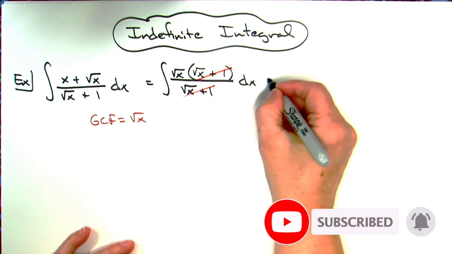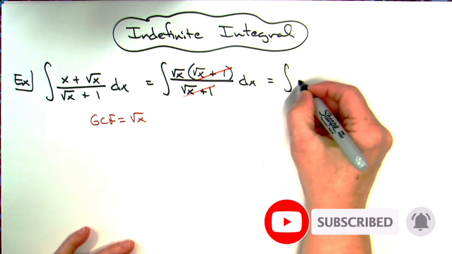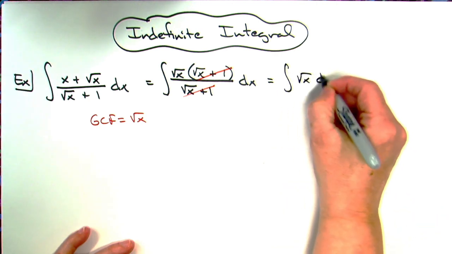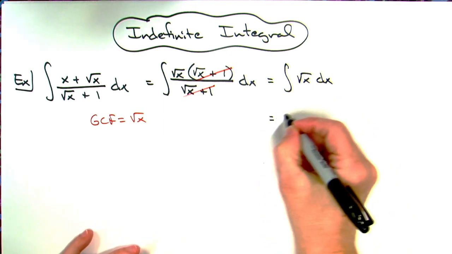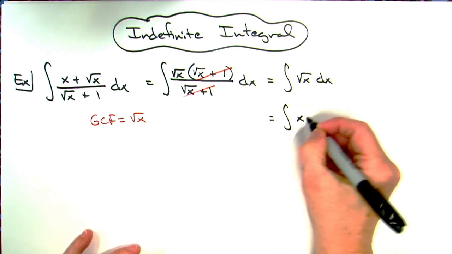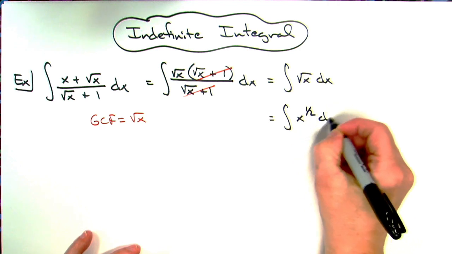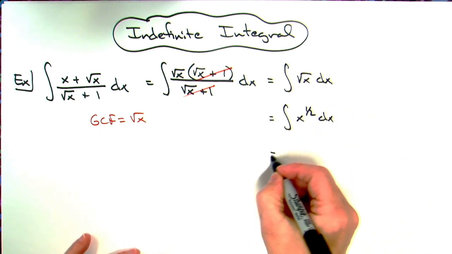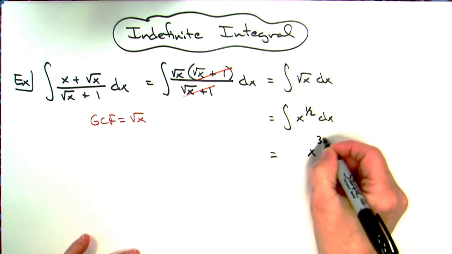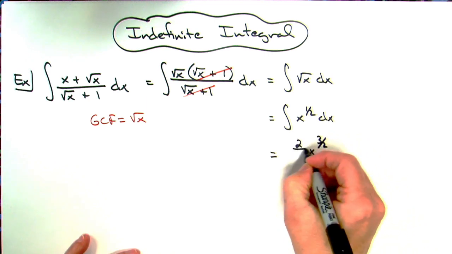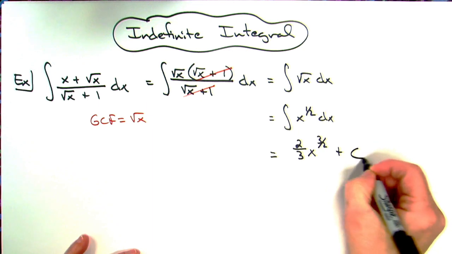Once you get to there, it's just the integral of the square root of x, which is just a basic integral here. You might want to rewrite that using exponents, so the integral of x to the 1/2 power, and then just good old-fashioned power rule here. We'll add 1 to that exponent, so we'll have an x to the 3/2, flip it around there in front, we'll have a 2/3, and add the plus c.